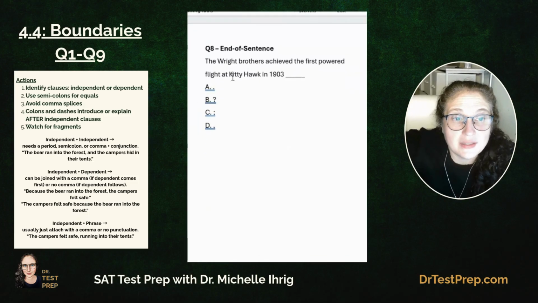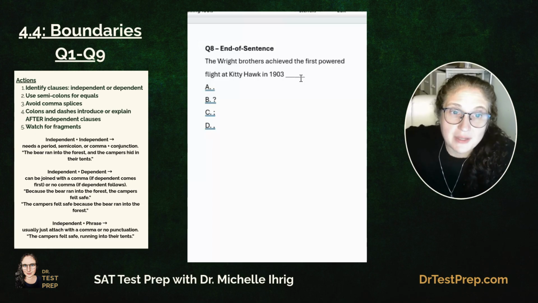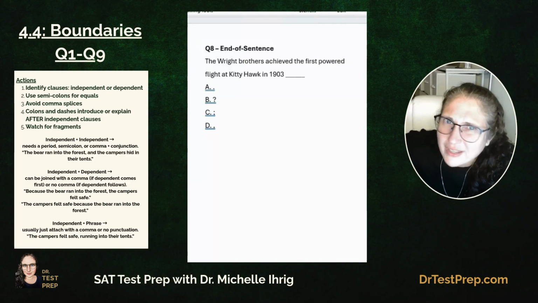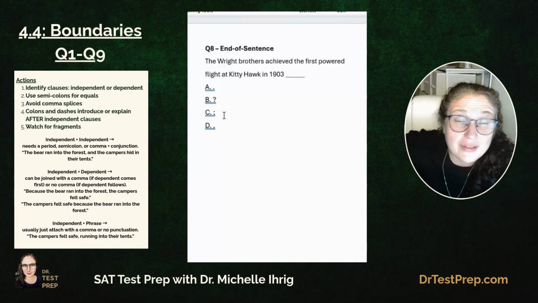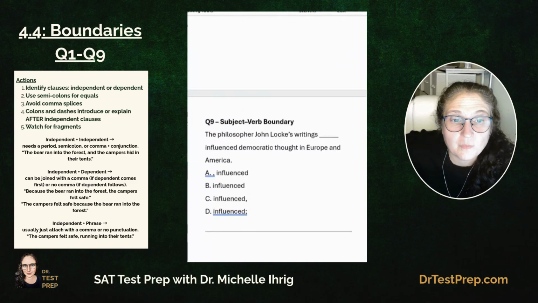All right, ending. The Wright brothers achieved the first powered flight at Kitty Hawk in 1903. That is a statement. It's not a question unless, on a rare occasion, it might be "the Wright brothers achieved the first powered flight at Kitty Hawk in 1903?" Like with all of that, you could have a question mark, but we're going to just say it's a period. It's not going to be a semicolon or a comma because nothing comes after it. In order for it to be a semicolon or comma, we have to have another phrase after it.